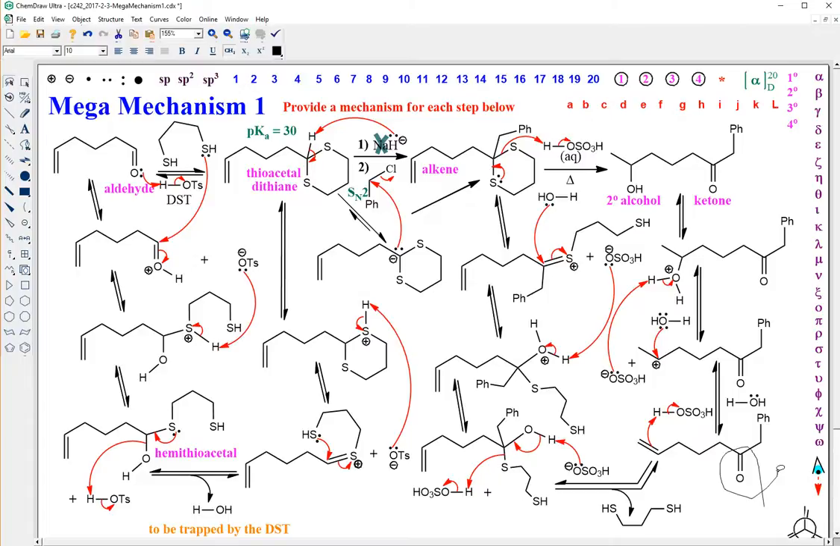The last step in this process is the acid-catalyzed hydration of an alkene using sulfuric acid, which was present from the beginning, and water. Water attacking the more substituted secondary carbocation, creating an oxonium, which is neutralized using the conjugate base of the acid to give the requisite secondary alcohol. Congratulations, this is the first part of MegaMechanism 1, to be continued.